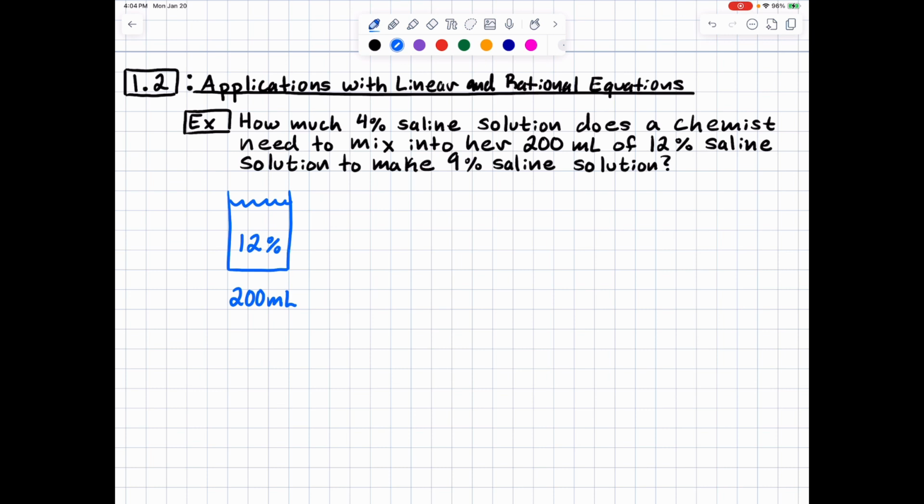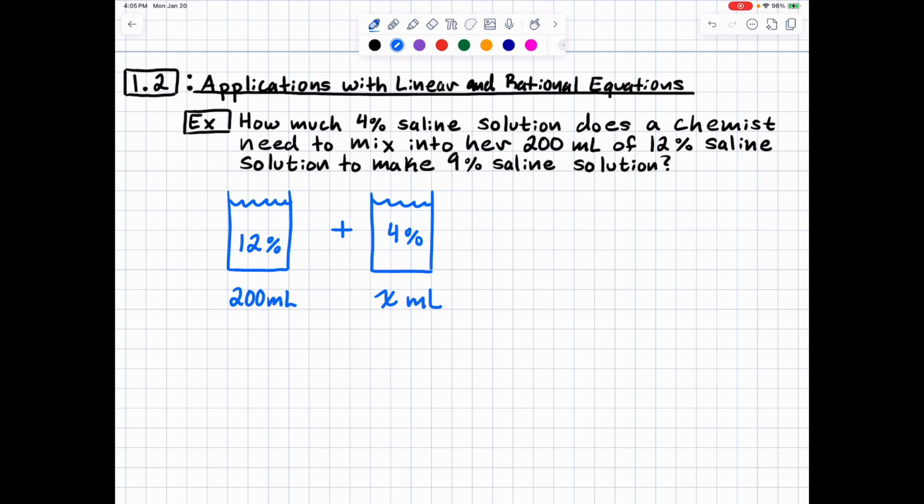Now, what is she going to do next? Well, she is going to pour in 4% saline solution. So I like to think of that as adding, I'm pouring in 4% saline solution. We don't know how much saline solution she's pouring in, so I'm going to call that X. Okay? X is the amount of saline solution she's pouring in, and it's going to be, again, in milliliters. So maybe you want to write milliliters to help you remember.